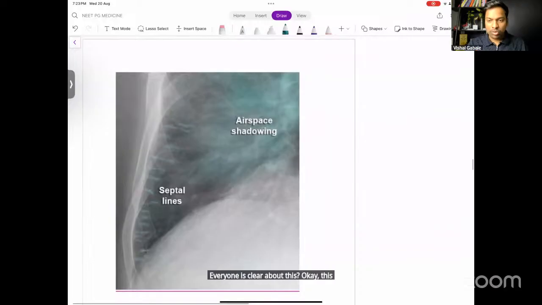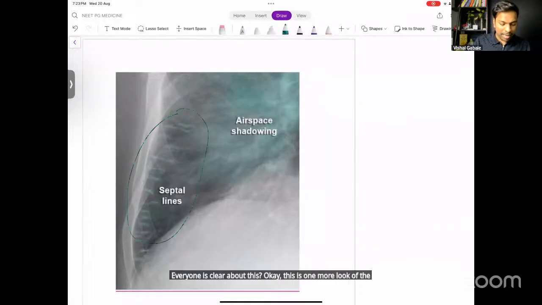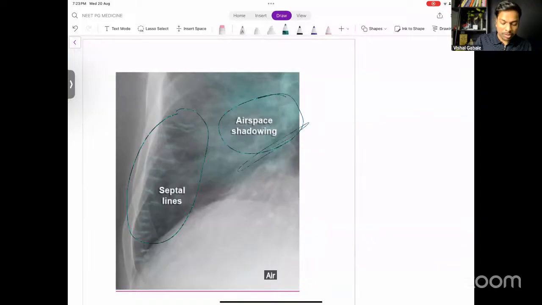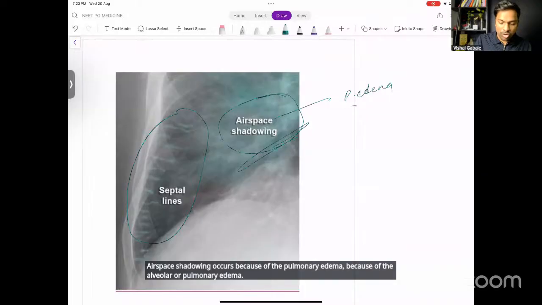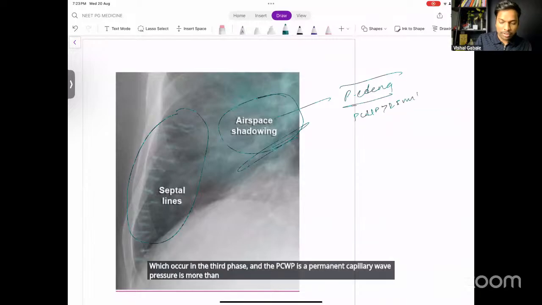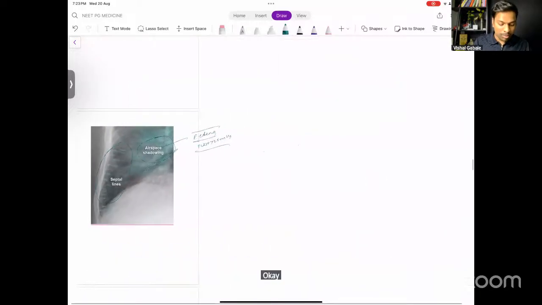Okay, this is one more look at the septal lines, and this is the airspace shadowing. Airspace shadowing occurs because of the pulmonary edema, because of the alveolar pulmonary edema, which occurs in the third phase. And the PCWP, the pulmonary capillary wedge pressure, is more than 25 mmHg. I hope you will be able to identify.